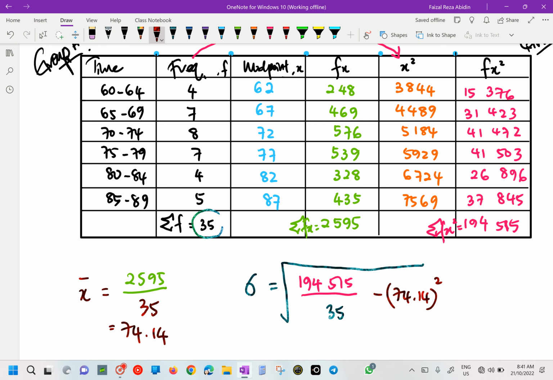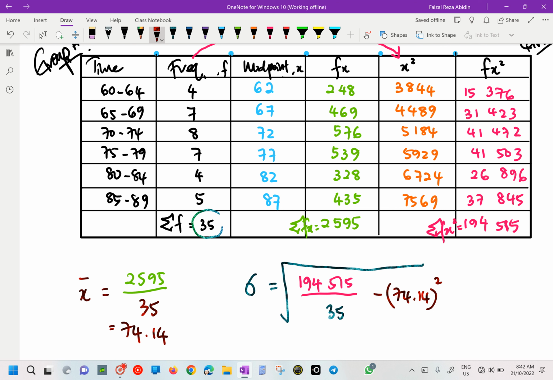Yes. For the fx square, the total is 194,515. I got 194,488. Calculate for me. 15,376 plus 31,423, plus 472, plus 41,503, plus 26,896, plus 37,845. Oh no, it's correct. I pressed the digit wrong. Sorry. It's good.